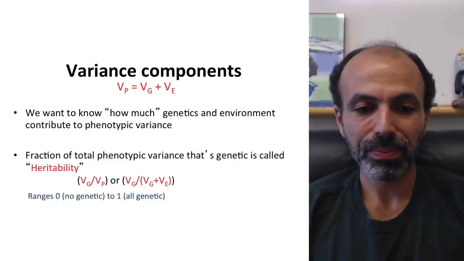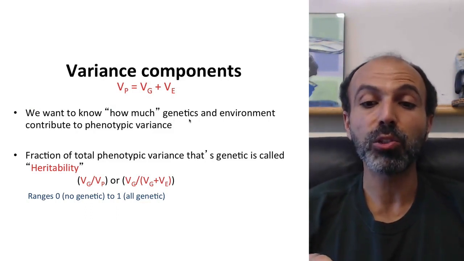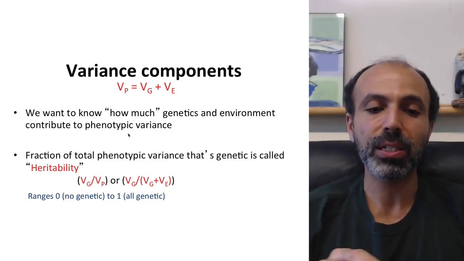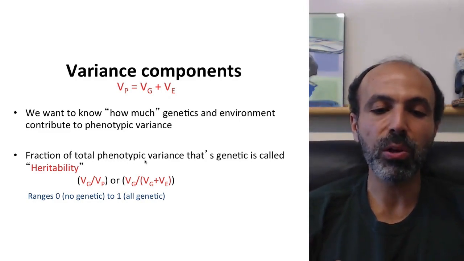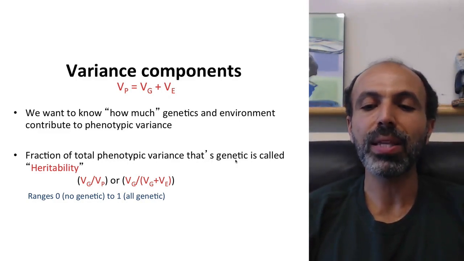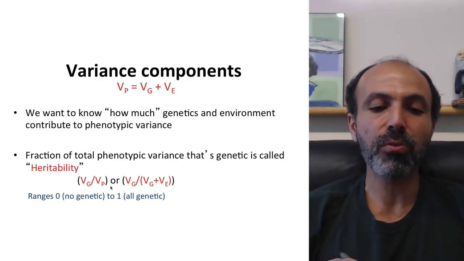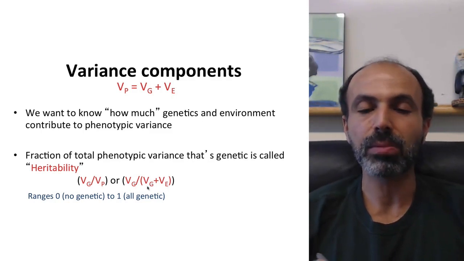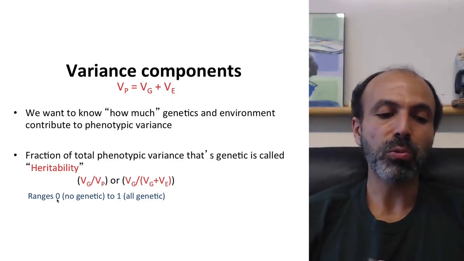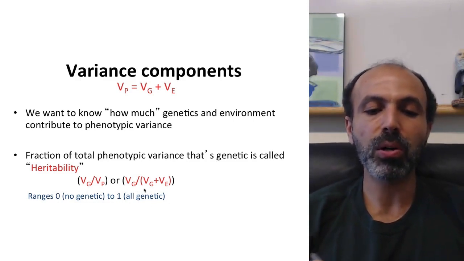Very simple. Well, again, these are the components we have, and we want to know how much is genetic versus environmental. How much is that contributing to the overall phenotypic variance? Well, the fraction of the total phenotypic variance that is genetic is called heritability. So heritability is VG over VP, or you can think of it as VG over VG plus VE, because that's just synonymous with VP. So this ranges from 0, when there's absolutely no genetic component, to 1 when there's all genetic component.